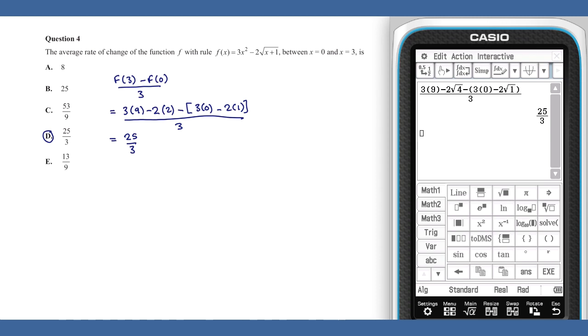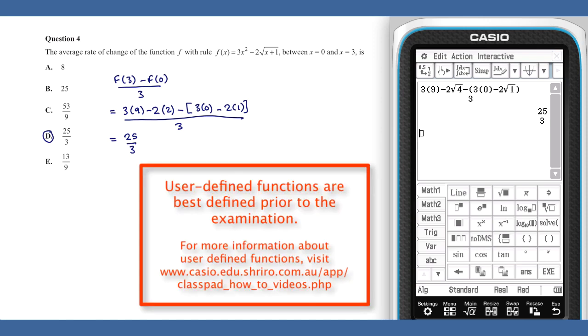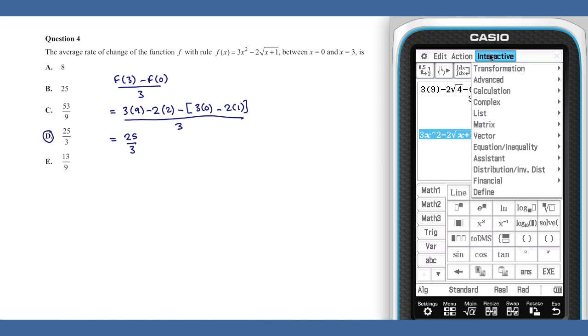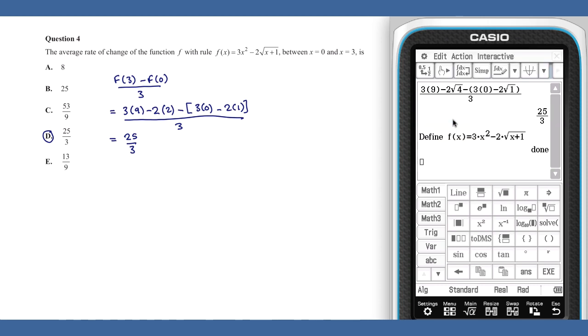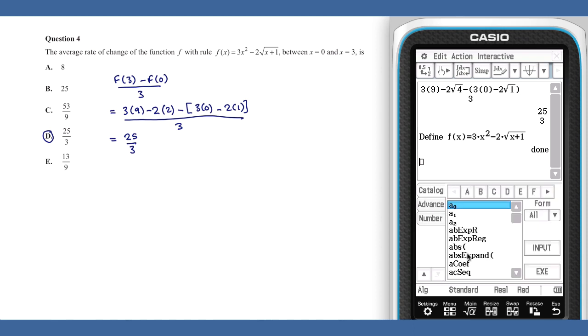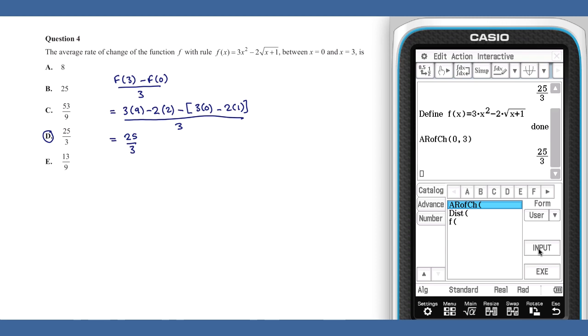The average rate of change is something of a routine calculation in this course. As such, it may be of benefit to enter a user-defined function to perform this calculation. This has been done in this ClassPad. To use it, we need to first define the function f of x. With that being done, we can call up the user-defined function. It's called AR of CH. And we need to enter the lower and upper bounds over which the average rate of change is required. And here we have our answer, 25/3.